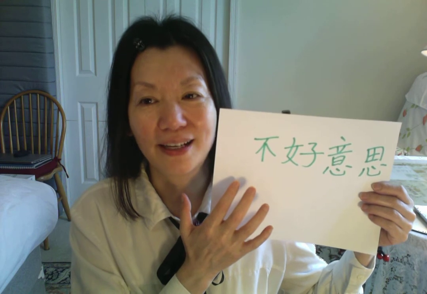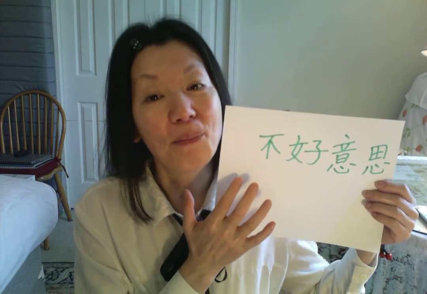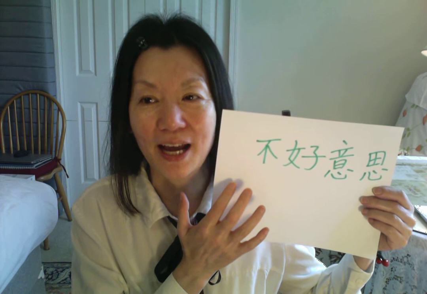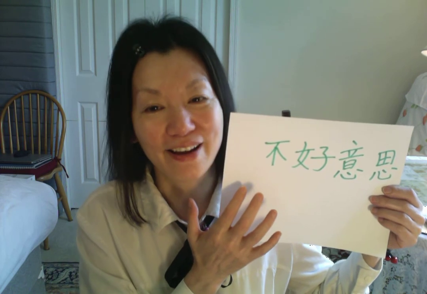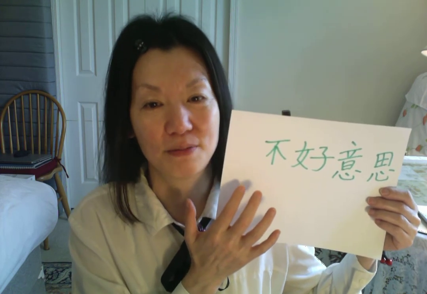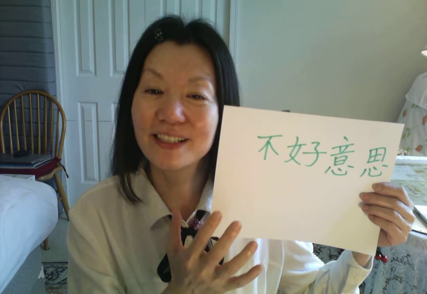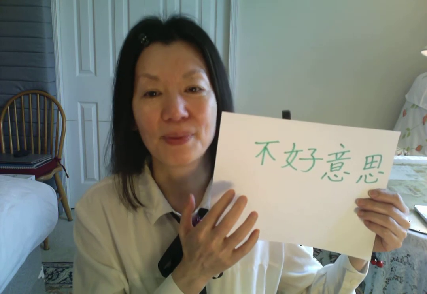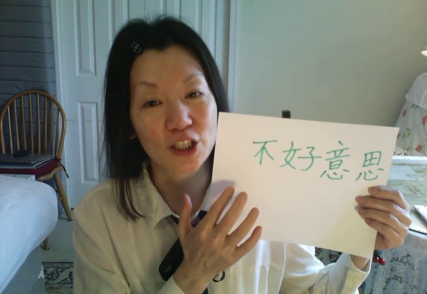Sometimes it's more polite, like, "excuse me," right? So 不好意思 means I'm bothering your time. It means I want to ask you something. "Excuse me" has this meaning too. 不好意思, 请问, means to bother them. In that case, it means excuse me.